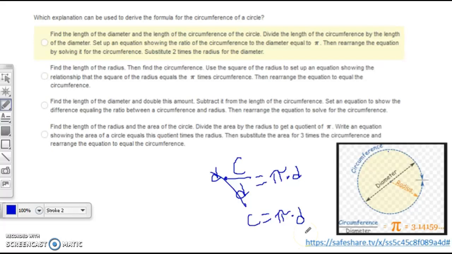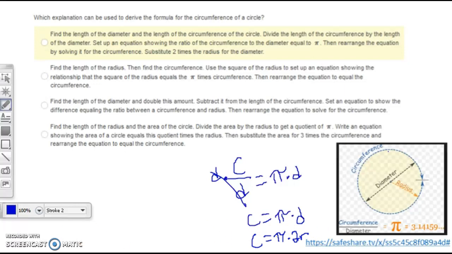You could also change that diameter into radius times 2 because that's the same thing. A diameter equals 2 radii. So you could also write it as pi times 2r, and usually we just rearrange that to say circumference equals 2 pi r.